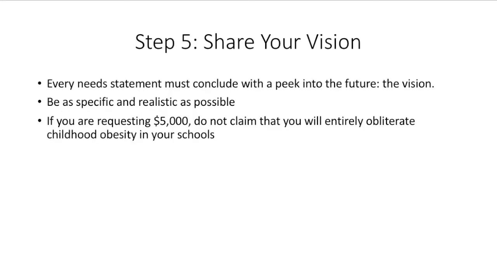So the fifth thing is about sharing vision. Every needs statement must conclude with a peek into the future, or what we would call your vision. You want to make sure that you're specific and as realistic as possible. If you're requesting $5,000, you don't want to claim that you're going to entirely obliterate childhood obesity in your schools, because it's just not going to happen with $5,000. You need to make sure that you're making claims that are going to meet what you are actually asking for.